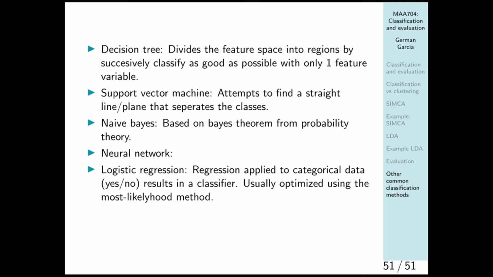Yeah, then we have some naive approaches based on Bayes' theorem from probability theory. We have neural networks. We have logistic regressions, which are interesting. It's a type of regression that is applied to categorical data, yes or no, and it results in a classifier. The way this is optimized is generally using the maximum likelihood method, as that is simple enough and yields really good results.